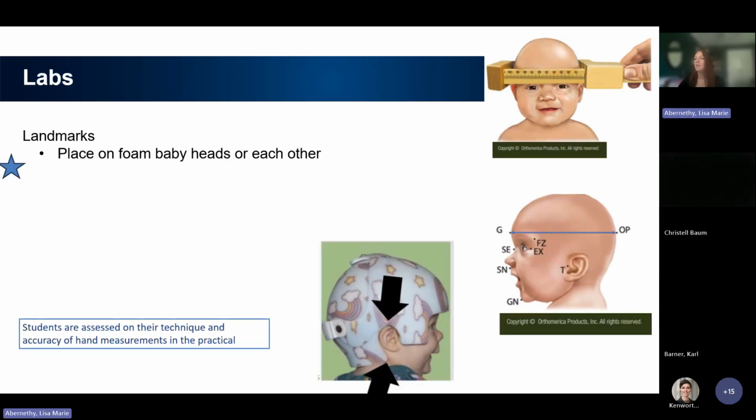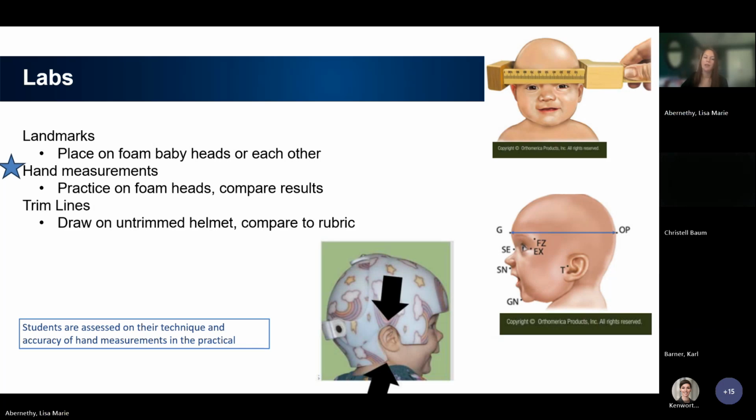The labs are interesting because there's only so much that I can feasibly do in the lab. So what I've decided to spend the most time on is to make sure that all of the students can find the landmarks that are necessary. They know how to take hand measurements, so that's circumference, cephalic index, cranial vault asymmetry. They practice this on foam heads, and on each other. And then they have to be able to draw trim lines on an untrimmed helmet and compare that to a rubric. And for scanning, we don't actually have a cranial specific scanner or something that could be used for cranial.